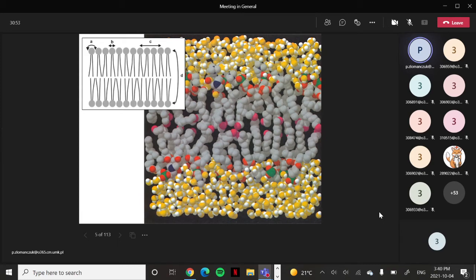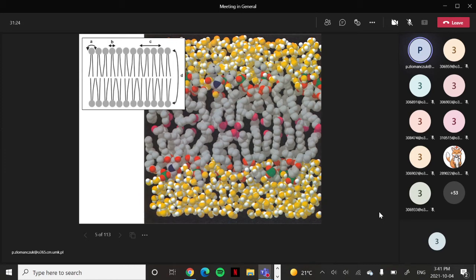phospholipids in the phospholipid bilayer, and you will see these arrows are showing you that those phospholipids are not static. One of the important features of the phospholipid bilayer is the fact that this structure is dynamic. It's not stiff. The phospholipids are moving there all the time.